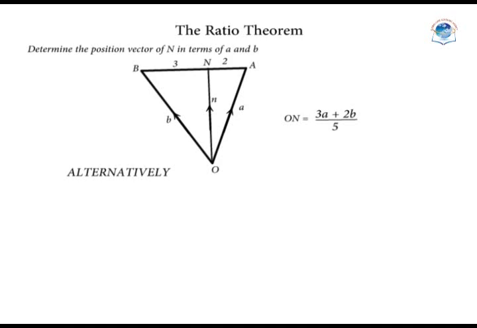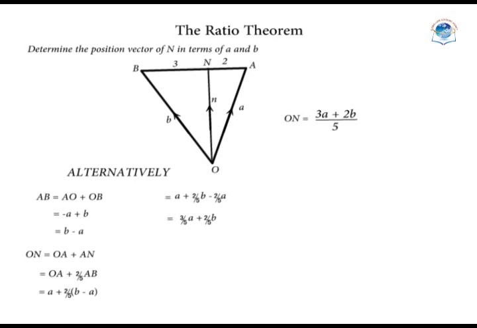If you use the long method, you first calculate AB, and AB is equal to AO plus OB, and that is minus A plus B. We rewrite that to be vector B minus vector A. ON is equal to OA plus AN, that is OA plus 2 over 5 AB. But then AB is equal to B minus A. And so ON is equal to vector A plus 2 over 5 into (B minus A). That gives us A plus 2 over 5 vector B minus 2 over 5 vector A. Simplifying that, we shall have 3 over 5 vector A plus 2 over 5 vector B, which can be written as 1 over 5 into (3 vector A plus 2 vector B), and we can have it as (3A plus 2B) over 5.